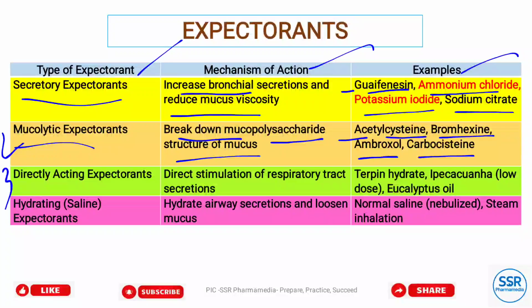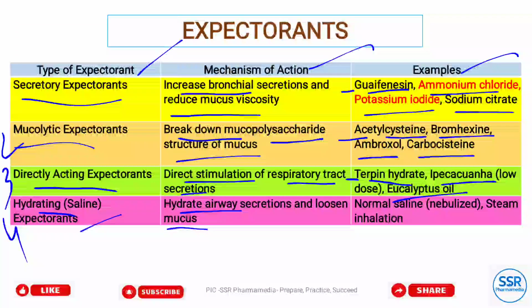Examples are acetylcysteine, bromhexine, ambroxol and carbocysteine. The third one is the direct acting expectorant, which directly stimulates respiratory tract secretions. Examples are terpene hydrate, ipecacuanha and eucalyptus oil. The fourth one is the hydrating or saline expectorant, which hydrates airway secretions and loosens mucus. Examples are normal saline and nebulized steam inhalations.